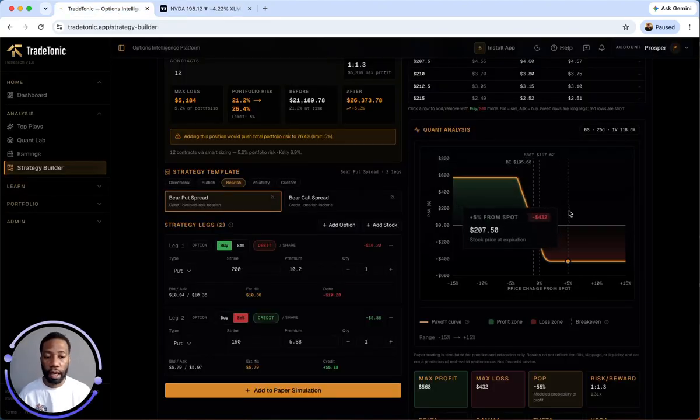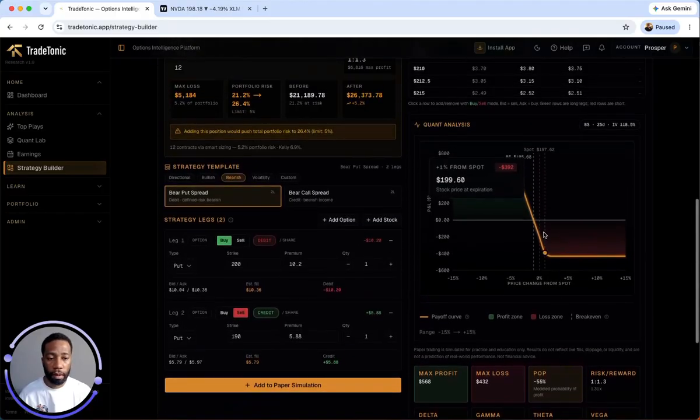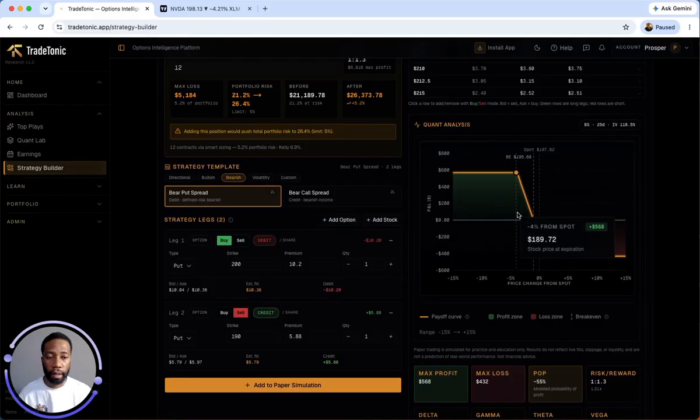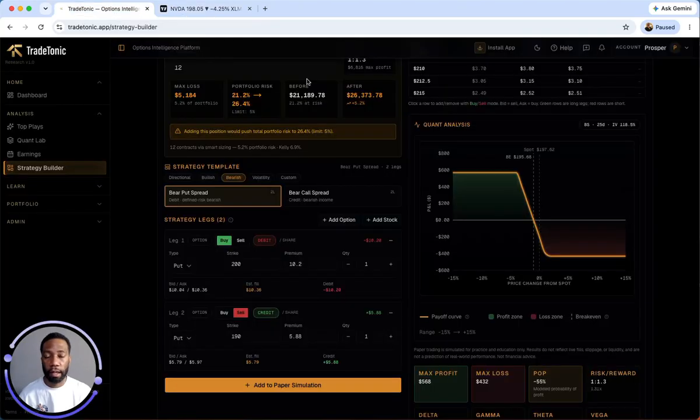Now we're asking, what's the range for this particular stock? If the stock falls to 189.72, which is right in that 190 area, then we would make the most money, $568. Now, if the stock were to rise to 199, then we would essentially lose most of our premium.